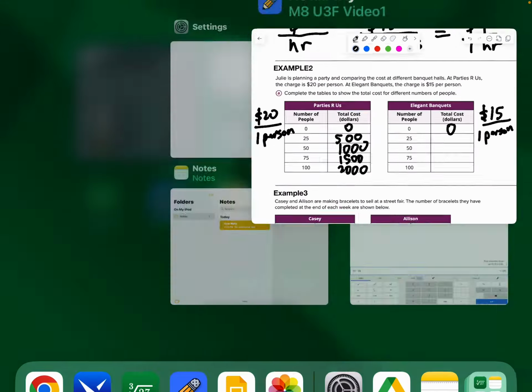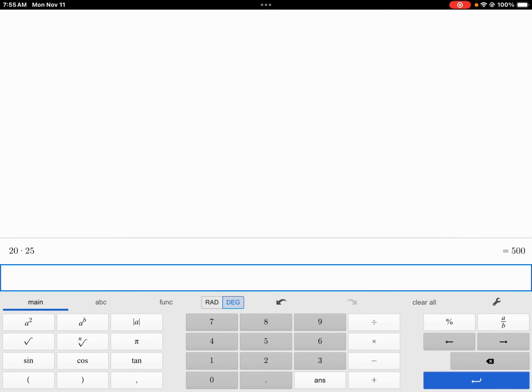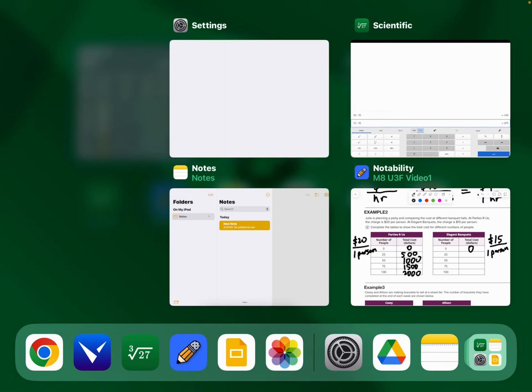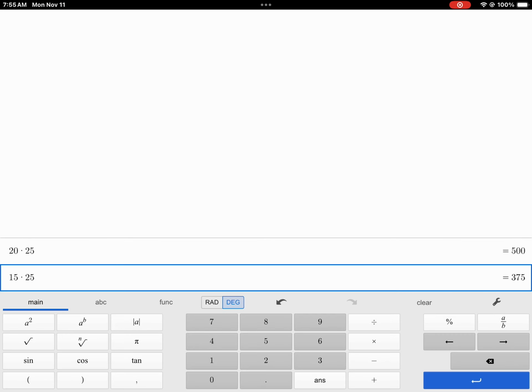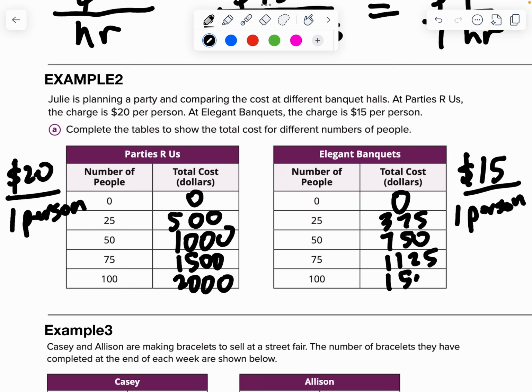Let me go and do a little bit of math. $15 times 25 people. Well, that's 28. I can't type. It's $375. Okay, which means this would be $750. Doing some math in my head. Let's not do that. 15 times 75, 1125, and then this would be $1,500.